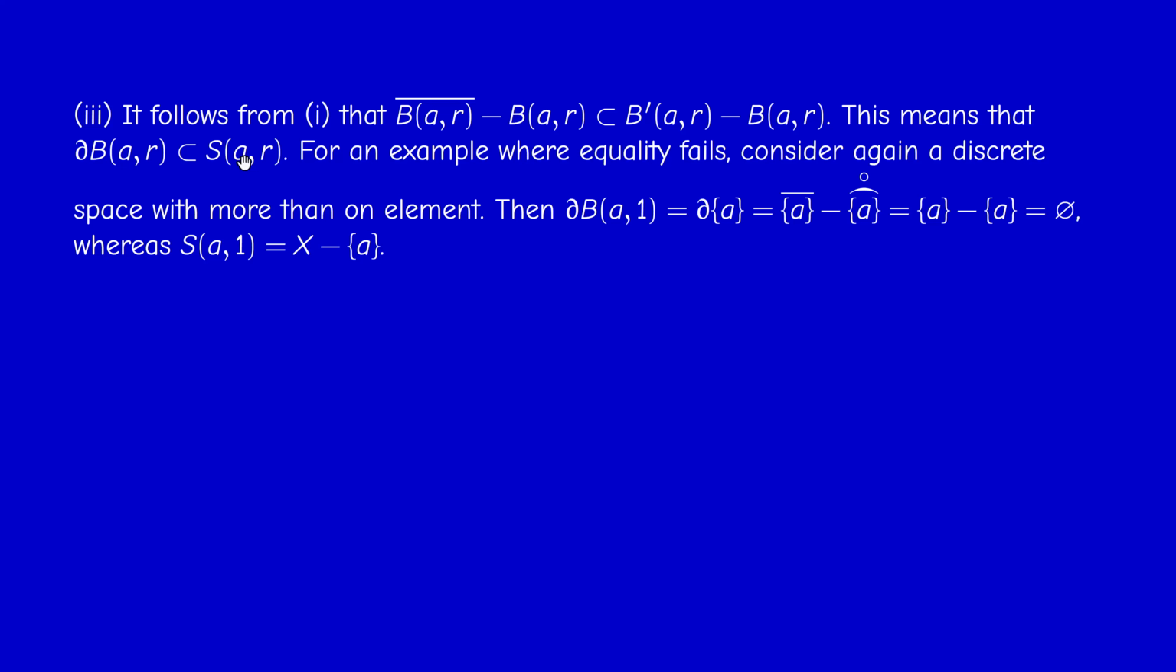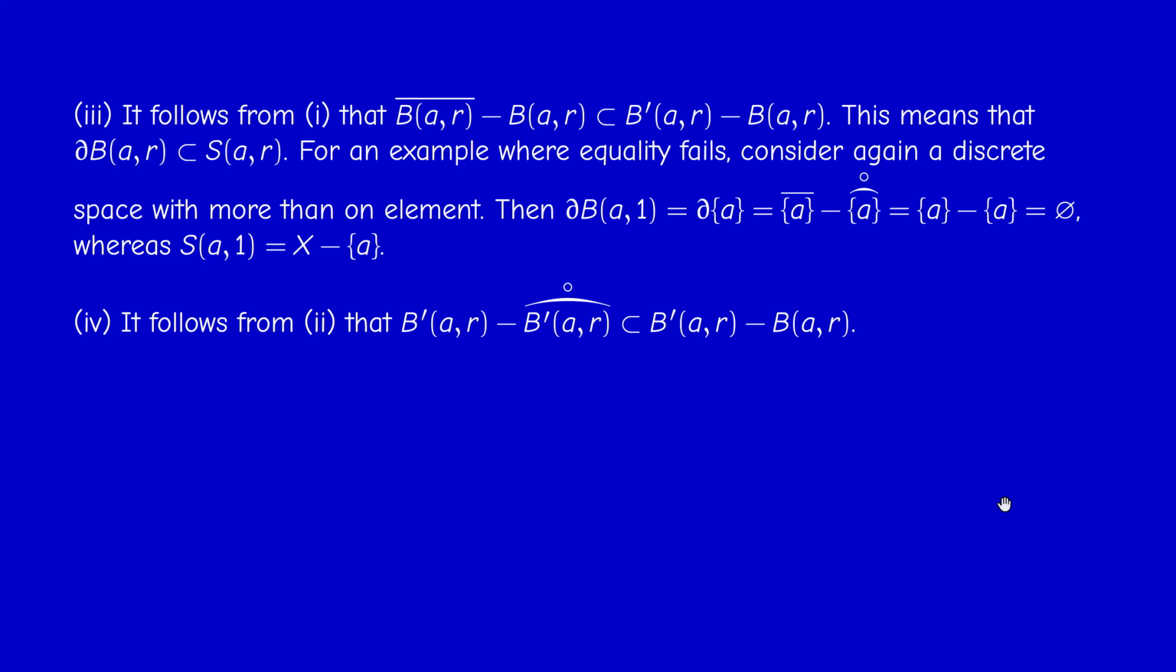So this is empty, this is X minus A. And same thing for the boundary of the closed ball. It's also contained in the sphere because the closed ball is a closed set. So the closure of B prime is just B prime, because it's closed, and therefore the boundary of B prime is contained in the sphere. Here we have this inclusion because B is contained in the interior. So the complement of the interior of B prime is contained in the complement of B.